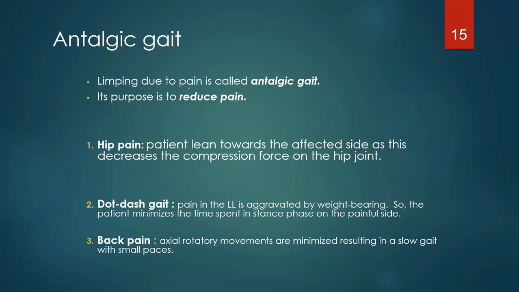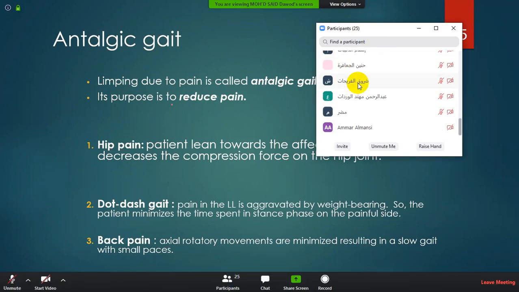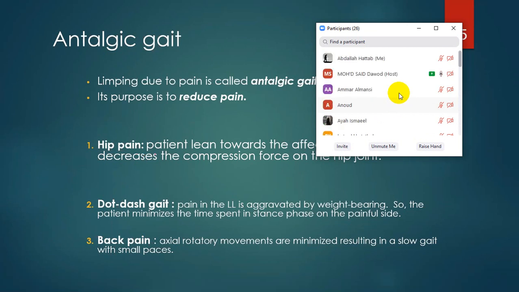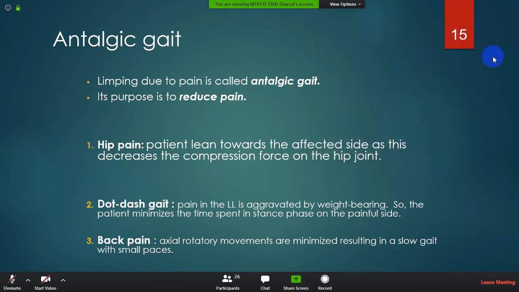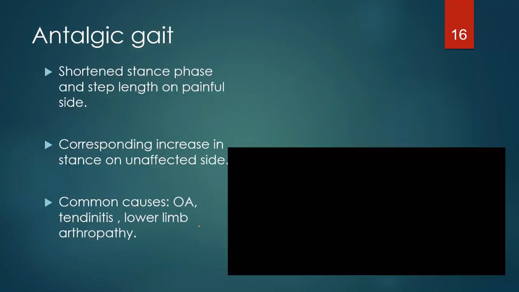Antalgic gait, limping due to pain, is called the antalgic gait. Its purpose is to reduce pain. Hip pain: the patient leans towards the affected side as this decreases the compression force on the hip joint. Pain in the lower limb is aggravated by weight bearing, so the patient minimizes the time spent in stance phase on the painful side. In back pain, usually axial rotation movements are minimized, resulting in a slow gait with small paces. Usually in antalgic gait, there is shortened stance phase and step length on the painful side.